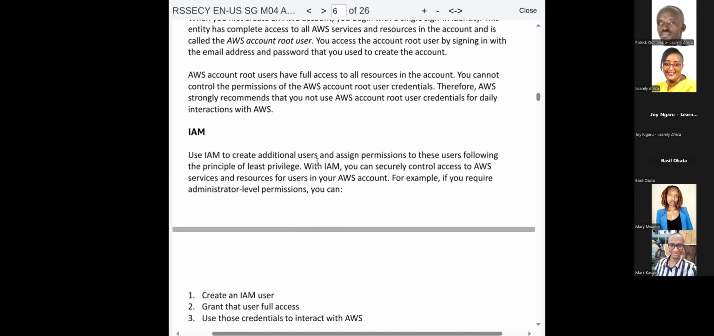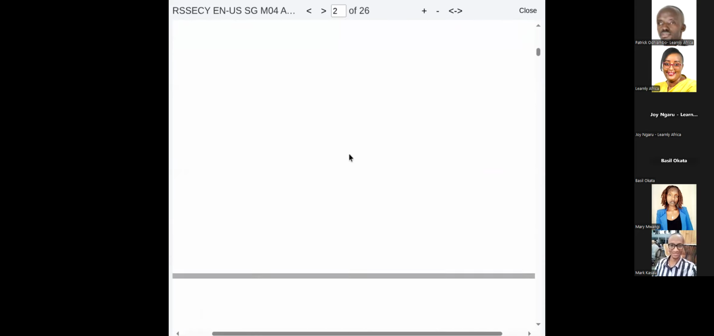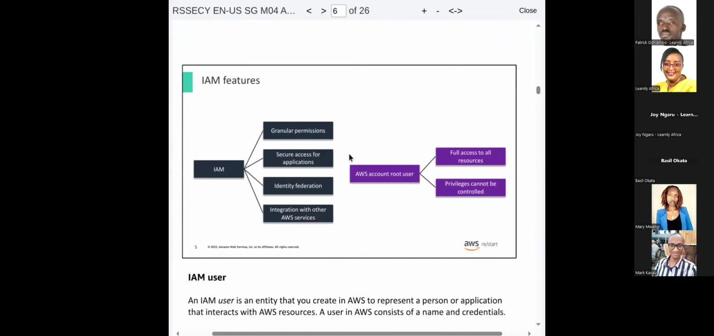Now, IAM, identity and access management. We use IAM to assign permissions to users following the principle of least privilege. And we said that, who can tell me the principle of least privilege?